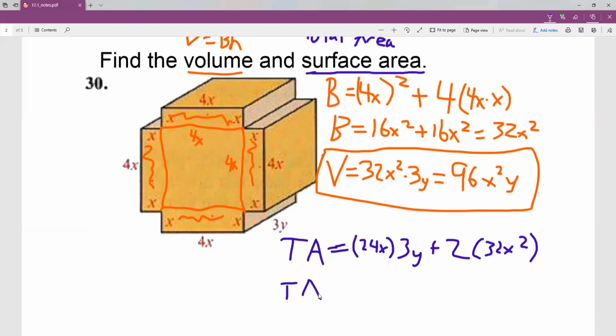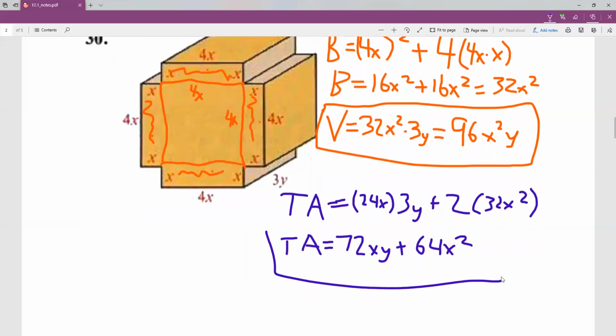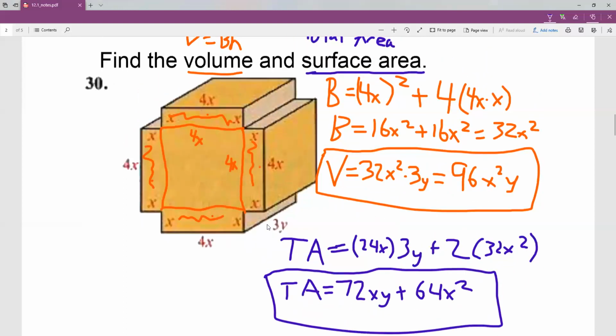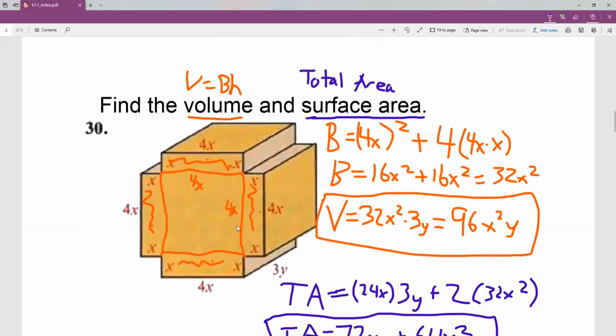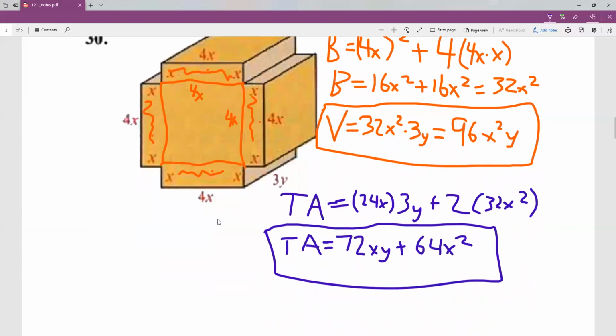So our total area, if we multiply all this out, is going to be 73, wait, no, 72, plus 2 times 32, 64, x squared. There we go. That's our total area. So that was finding it. It's very helpful when you're finding volume of complicated shapes like this to break them down into simpler parts, then use the volume formula and the total area formula.